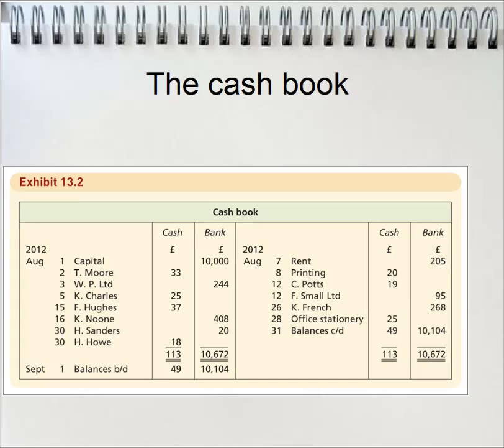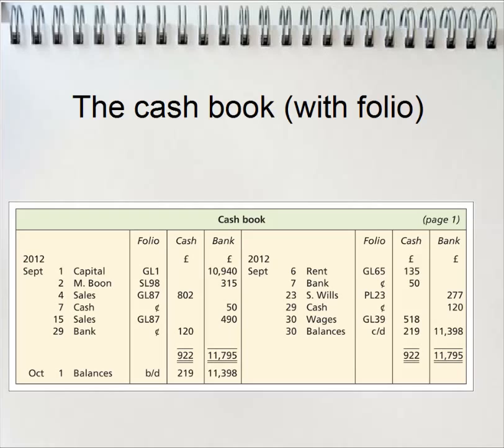Bank statements. Periodically, or on request from the business, the bank sends a copy of the account in its books to the business. This document is known as the bank statement. When the business receives the bank statement, it checks it against the bank columns in its cash book to ensure that there are no errors.